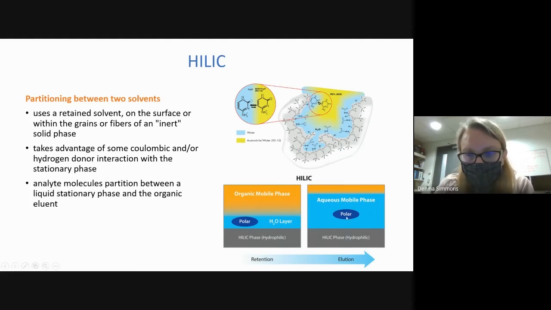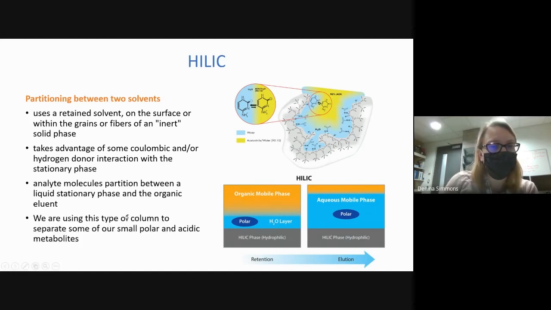So here you've got your HILIC phase. It's a little bit hydrophilic. You've got this thin layer of water. You've got an organic mobile phase. Your polar substance, if it's polar, is going to want to stay in the thin layer of water until you increase the aqueous concentration in your mobile phase, and then your polar substance will come straight off. And again, it's kind of dissolved. It's not actually sticking or binding. It's sort of dissolved in this thin water layer, which I think is really cool.